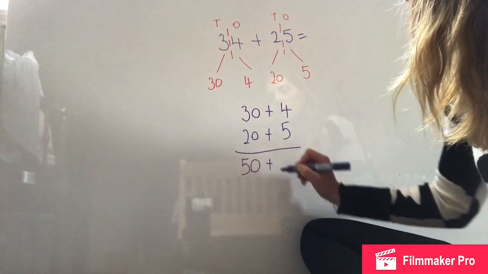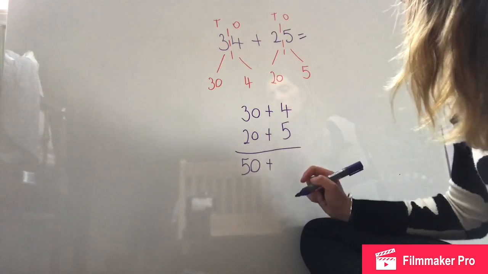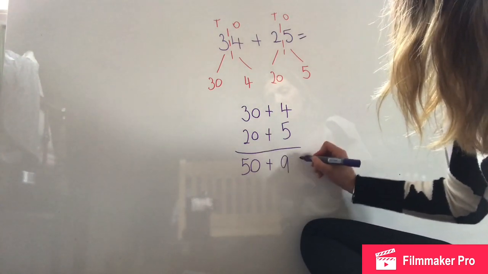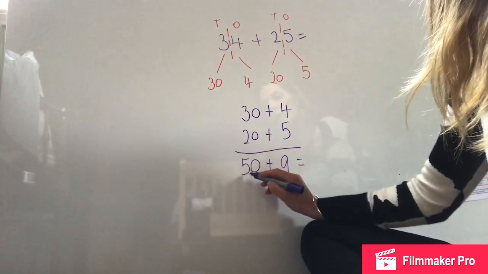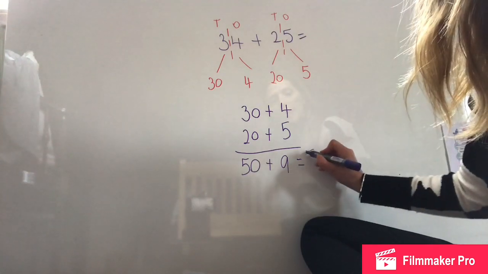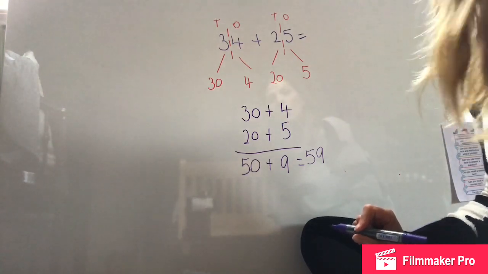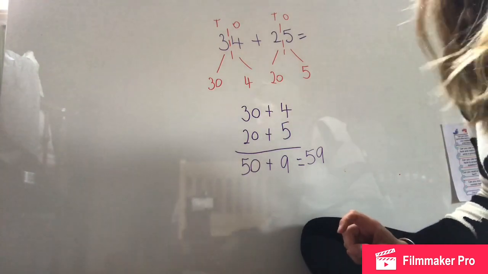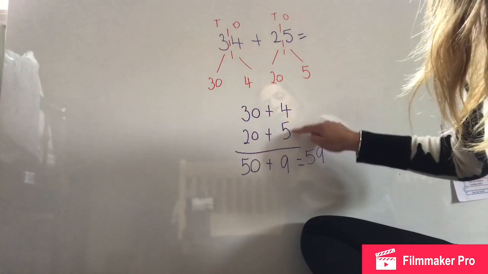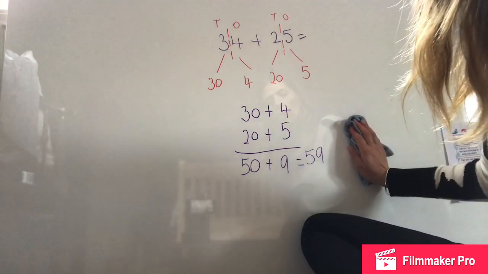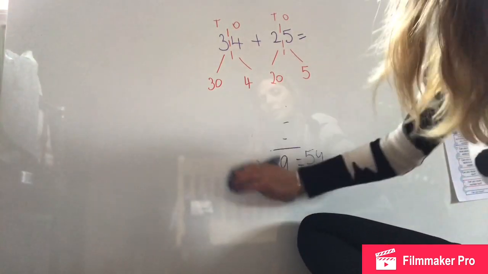And I'm going to add those together, 4 and 5. So I know that these numbers together make 9. So together, my number is 59. So that is how I would show you that formal method. Now, these numbers here are under 10, so it makes it fairly simple. I'm just going to show you one where the numbers go over 10.